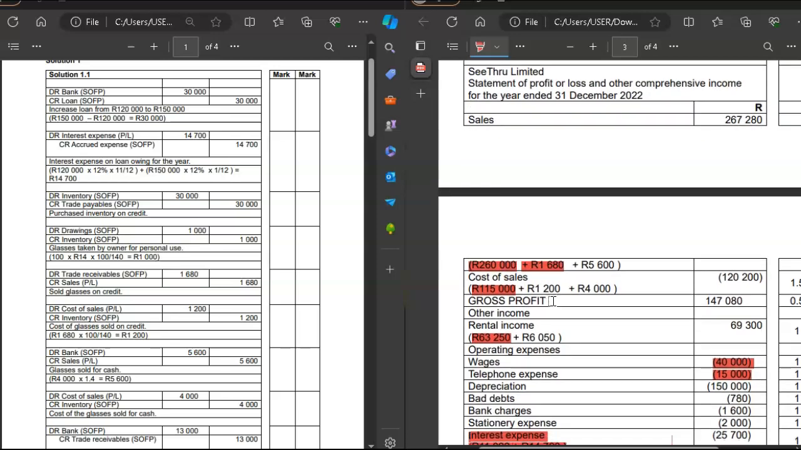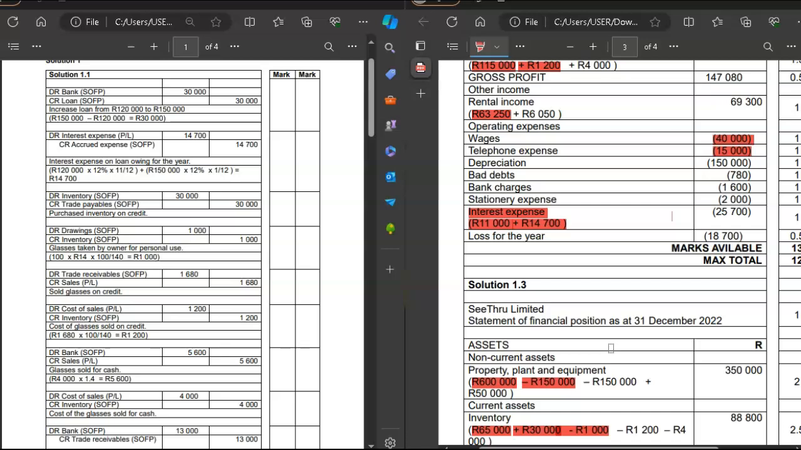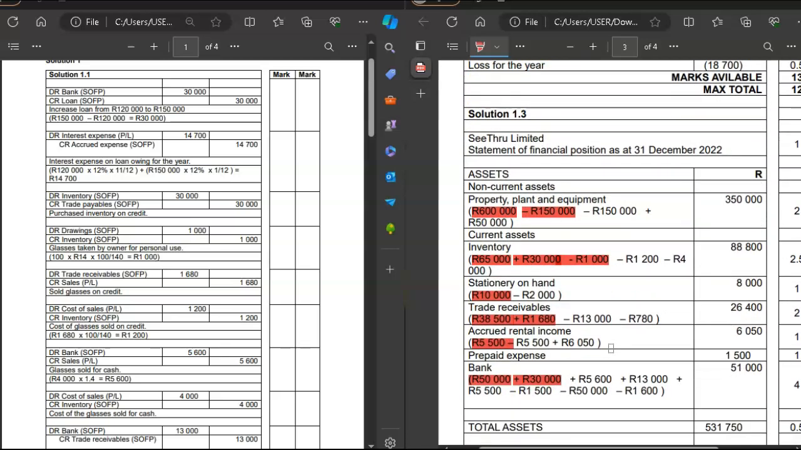Very, very good. Debit cost of sales is an expense. You're debiting an expense, this means increasing by 1,200. Credit inventory, inventory is decreasing by 1,200. Inventory is in the current assets, 1,200 minus 1,200.